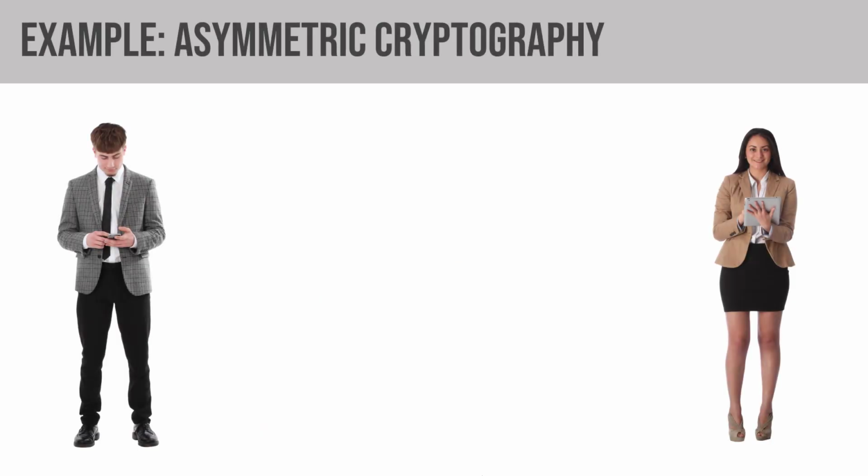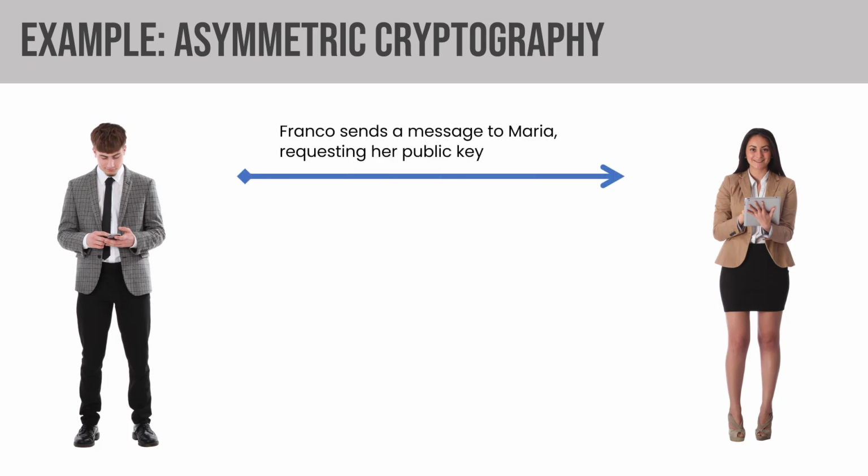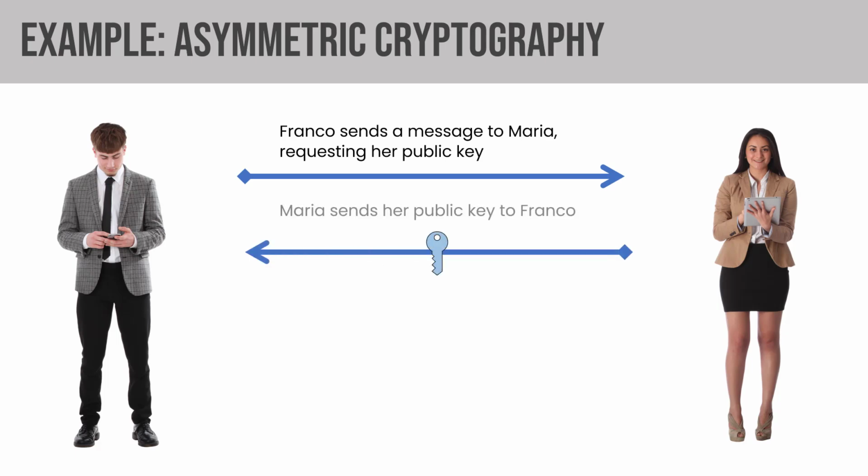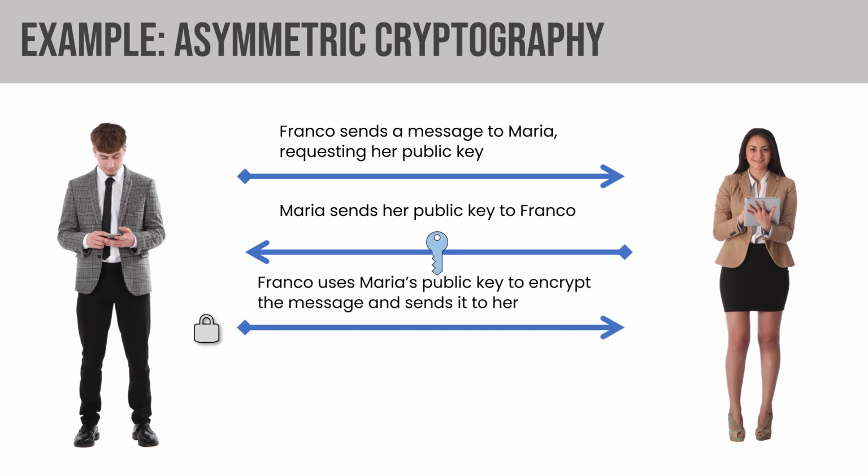So we have Franco on the left and Maria on the right. Franco sends a message to Maria requesting her public key, and Maria freely sends her public key to Franco, who then uses Maria's public key to encrypt the message, and he sends it to her. Maria uses her private key to decrypt the message. So only Maria can decrypt that message because only Maria has her private key. And of course, if Maria were initiating a message to Franco, these steps would simply be reversed.